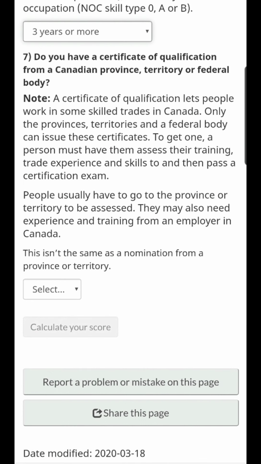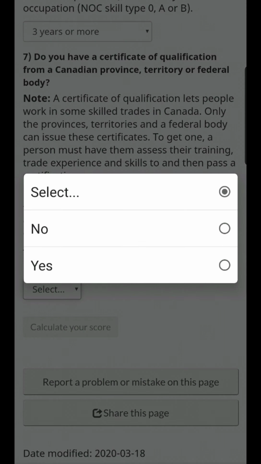Seventh question. Do you have a certificate of qualification from a Canadian province, territory or federal body? If you have any certificate, you can select yes. Otherwise, you select no.